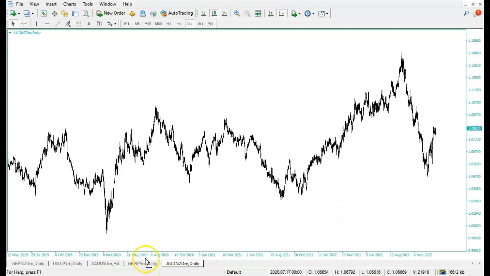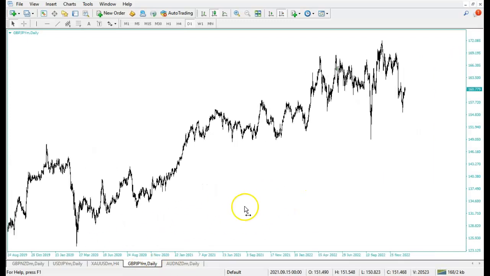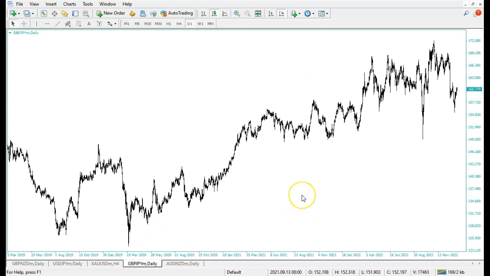So if you look at the two of them, you see that they're almost moving in the same direction, but they're not the same thing. You can see this is Pound Yen, and this one is Aussie NZD. So they are different currency pairs, so you can actually trade them at the same time. It is not going to give you a portfolio over-concentration of assets.